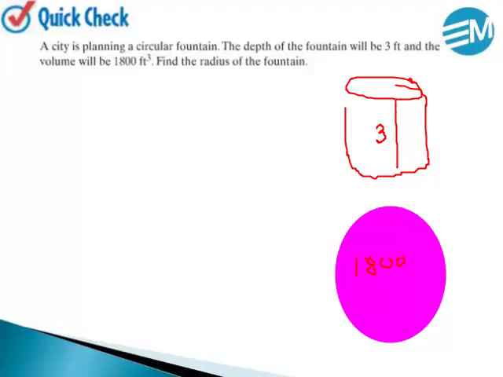I knew it at one point. I think I forgot it. Okay, it's pi r square h. Right. Okay, so then we can have 1800 equals pi r squared 3. That's good.